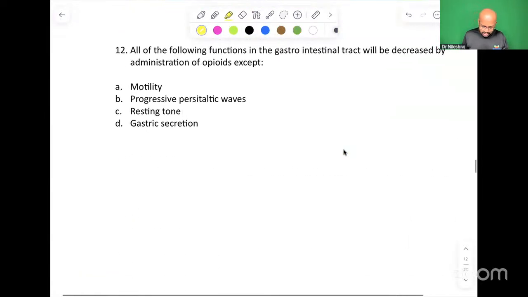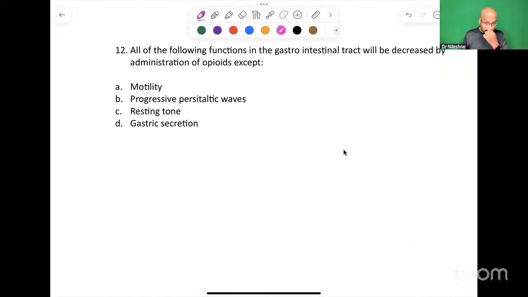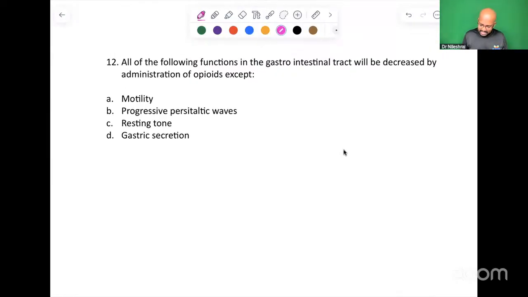Good. We'll proceed on, guys. We'll proceed to the next question. All of the following functions in the gastrointestinal tract will be decreased by administration of opioids.